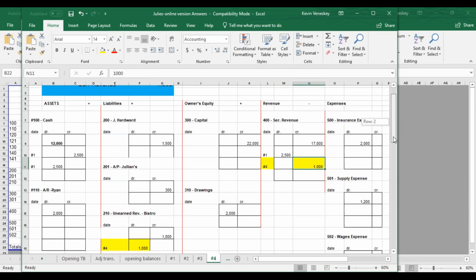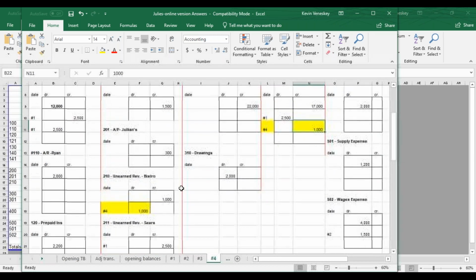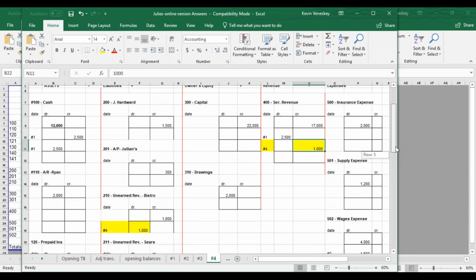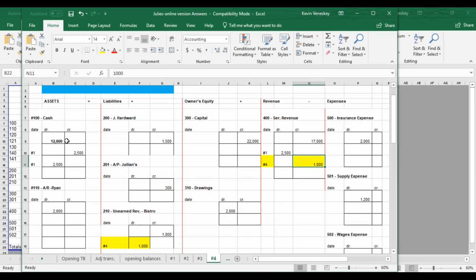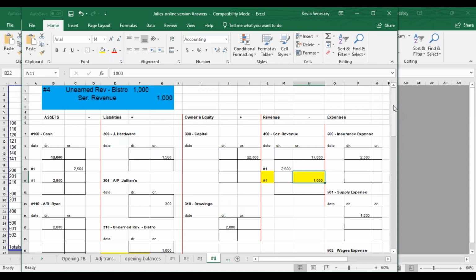So I can now show my T account. I debited my unearned revenue to get this to zero, and I'm going to update and increase my service revenue by $1,000 because that job is done. I've now earned the money. Cash wasn't affected by this transaction. Cash was already paid a long time ago. Remember, unearned revenues are like gift cards. So I'm going to debit my unearned revenue, credit my service revenue.